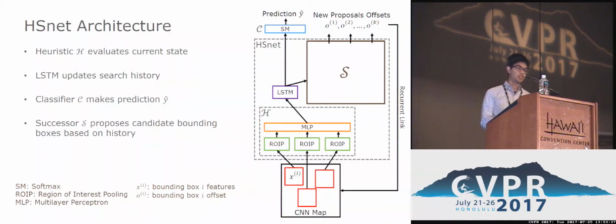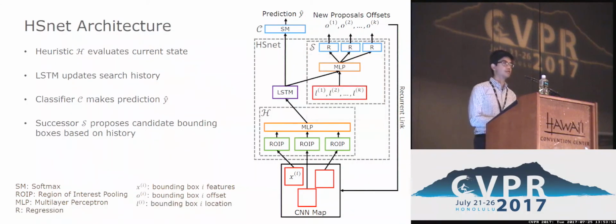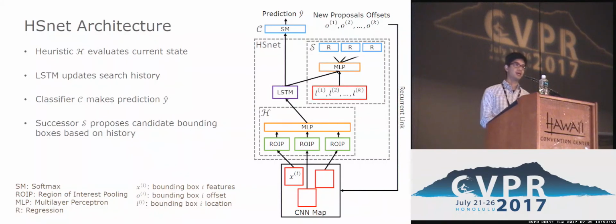Heuristic is essentially just a region of interest pooling for each bounding box. So it converts it into a fixed size feature vector, which is all concatenated and then fed into a multi-layer perceptron. And this is fed into LSTM. Our successor function is a multi-layer perceptron that accepts the features from LSTM as well as the bounding box locations. And this is to predict the regression for the offsets.